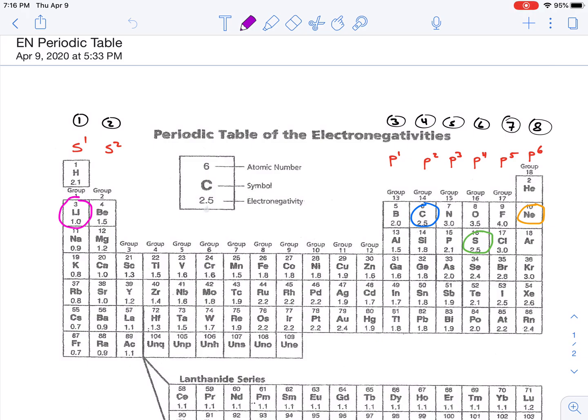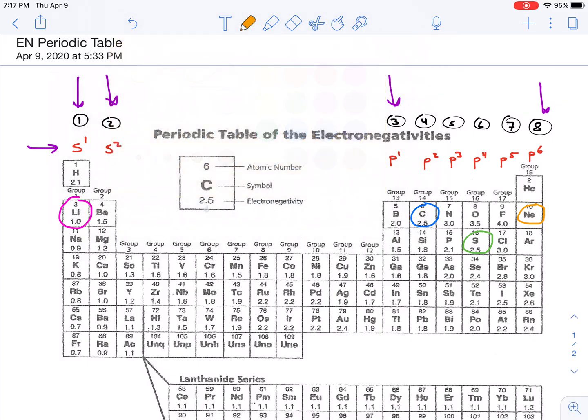As a reminder, we've already talked about the S and P sublevels. Everything in the first column, and I've numbered them here, would end its electron configuration with S1. Everything here would be S2. Everything here would be P1 all the way up to P6. And as a reminder, the S and P sublevels are our valence electrons. So if we wanted to count up the number of valence electrons for these atoms, we look at how many S and P electrons they have. And remember, we're only in the outermost energy level.